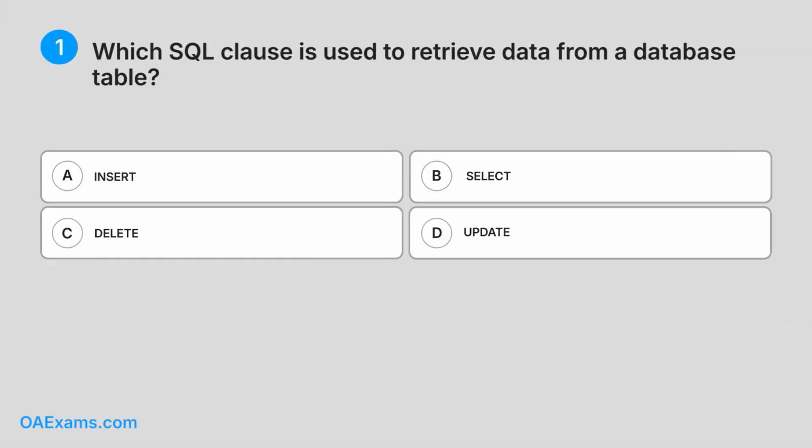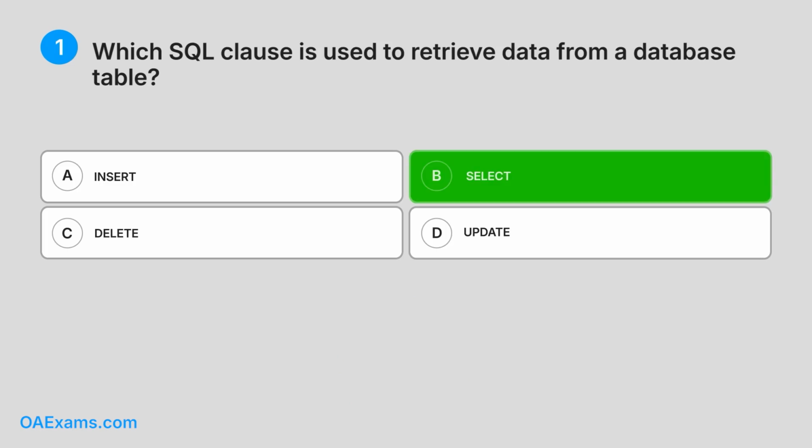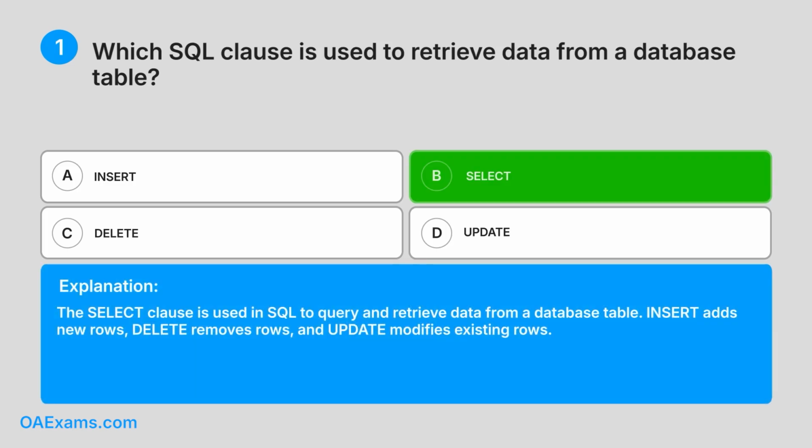1. Which SQL clause is used to retrieve data from a database table? A. Insert, B. Select, C. Delete, D. Update. Do you know the answer? Correct answer, B. Select. Explanation. The select clause is used in SQL to query and retrieve data from a database table. Insert adds new rows, delete removes rows, and update modifies existing rows.